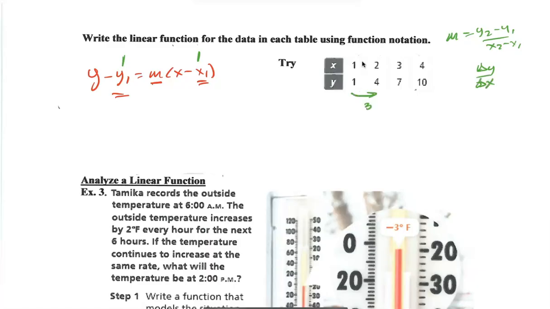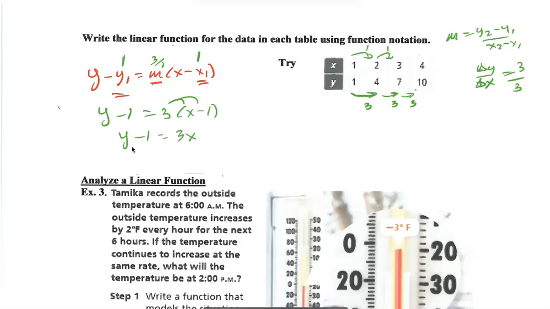So this changes by 3 every single time. So that's my change in y. And this is changing by 1 every single time. So that's my change in x. So I get 3 over 1. So y minus 1 equals 3 times x minus 1, like that. And then again, if I'm doing a function, I want to get y equals. So I have to distribute: y minus 1 equals 3x minus 3. And we're going to add 1 to both sides. So I get y equals 3x minus 2. And that is my function.